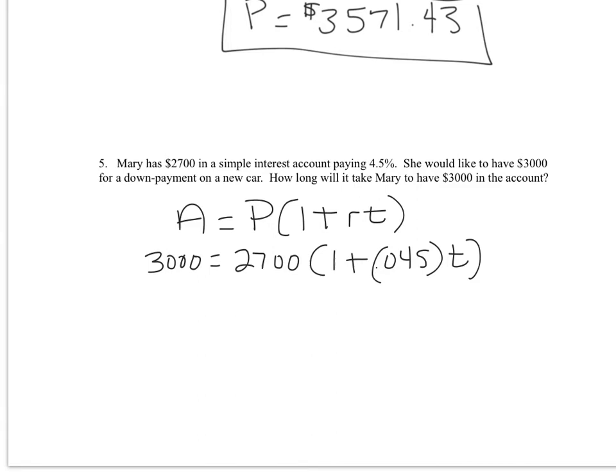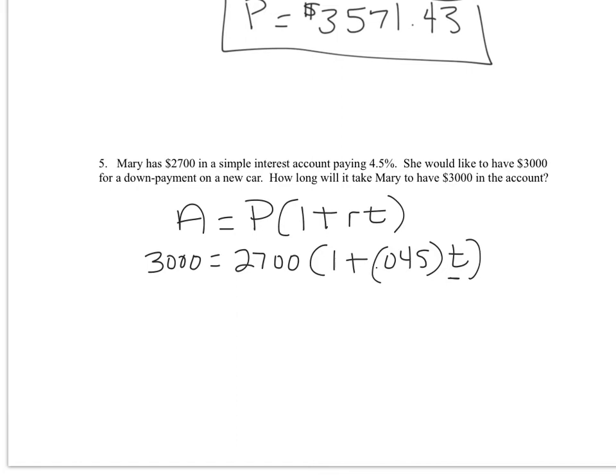Now, again, we want to look at order of operations in order to solve this. We've got a couple of options on how we can do this. When I look inside the parentheses, I really don't have anything much that I can do because there's a variable here with the t. That means 1 plus 0.045t is as simple as the parentheses can get.